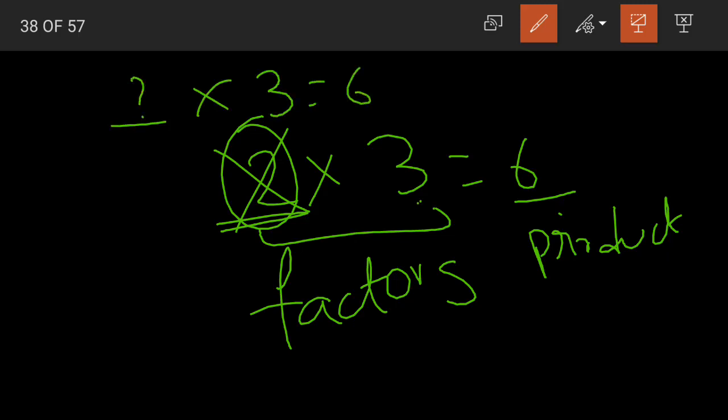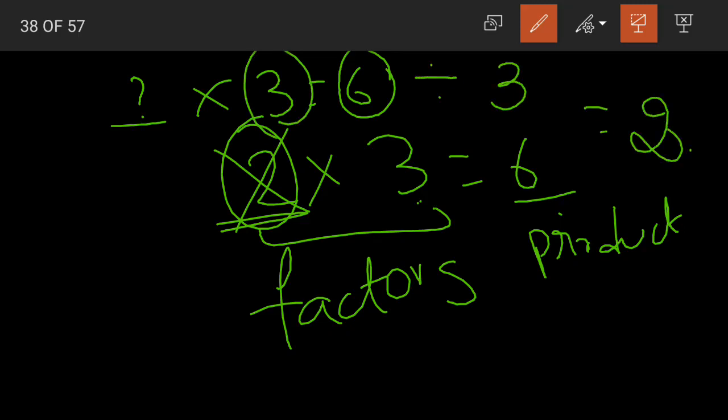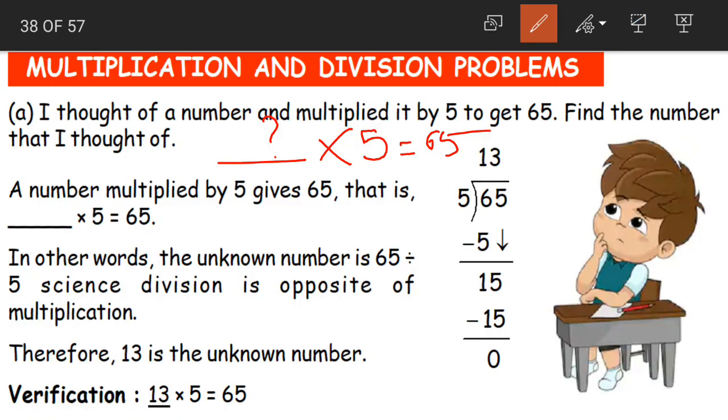Now how to find out this factor? You need to divide the product by our factor. 6 divided by 3 is equal to 2. Now 2 will be our other factor. Isn't it right? We are having 2 here. 2 3s become 6. Understood, children? See here, dash into 5 is equal to 65.